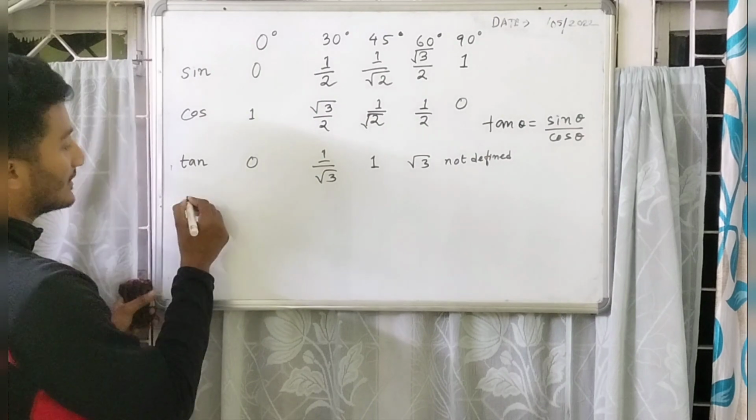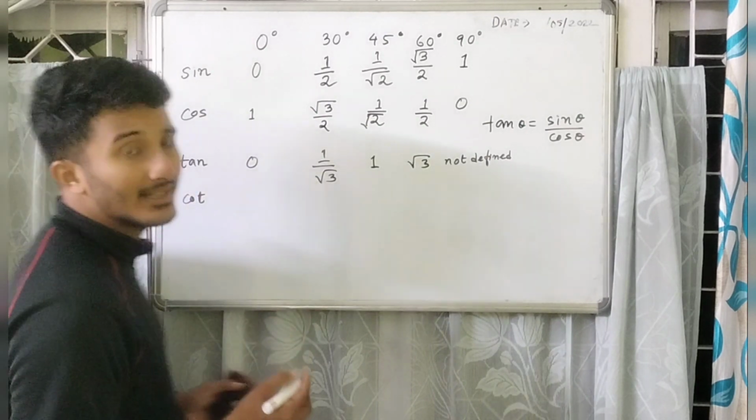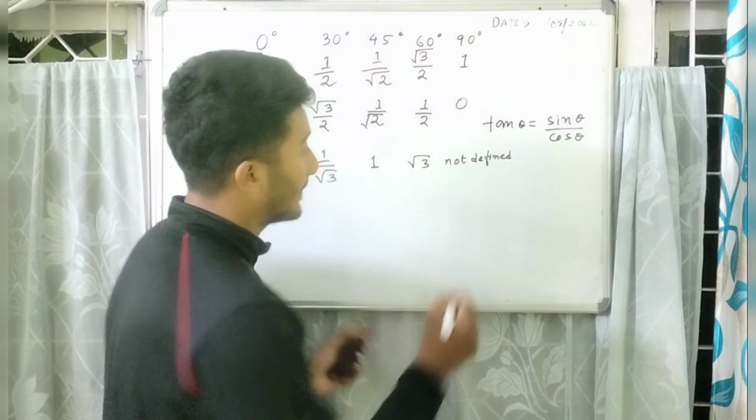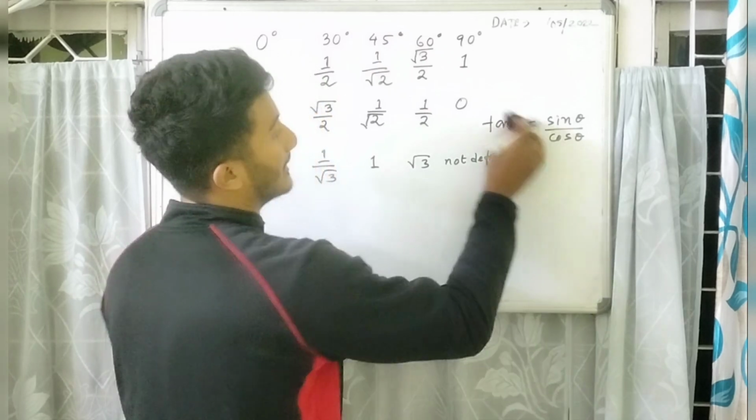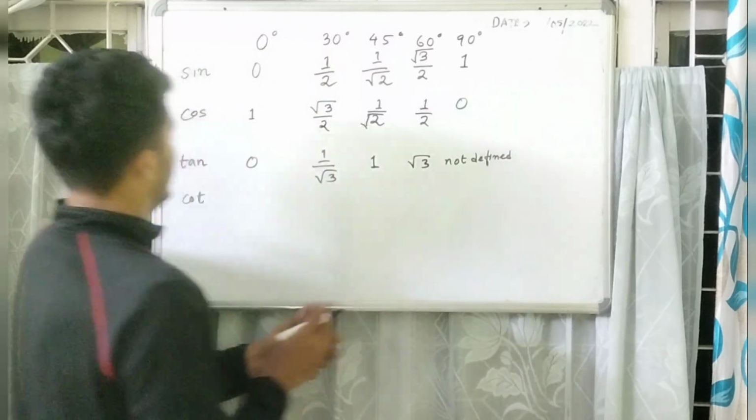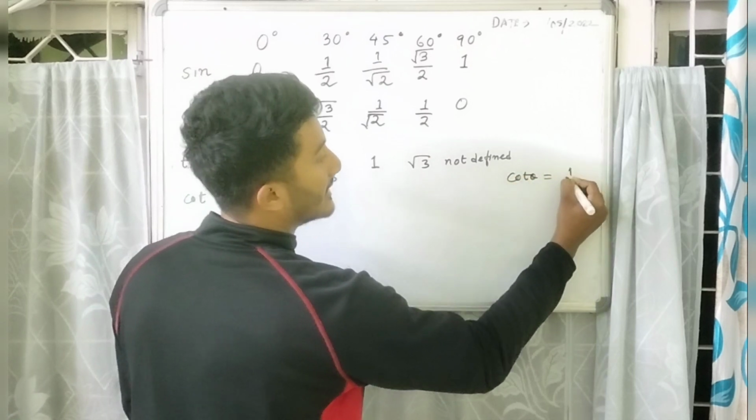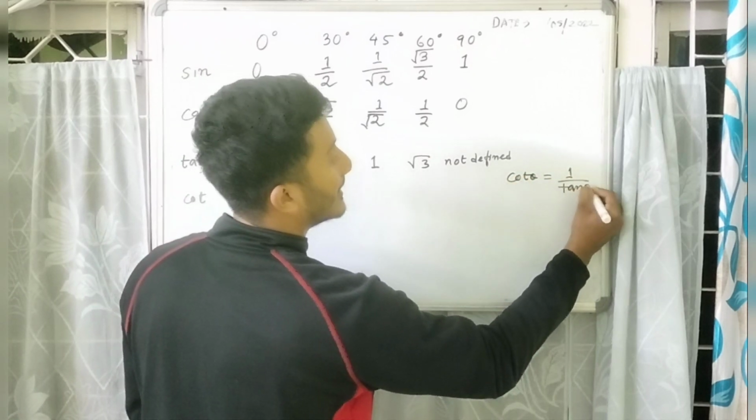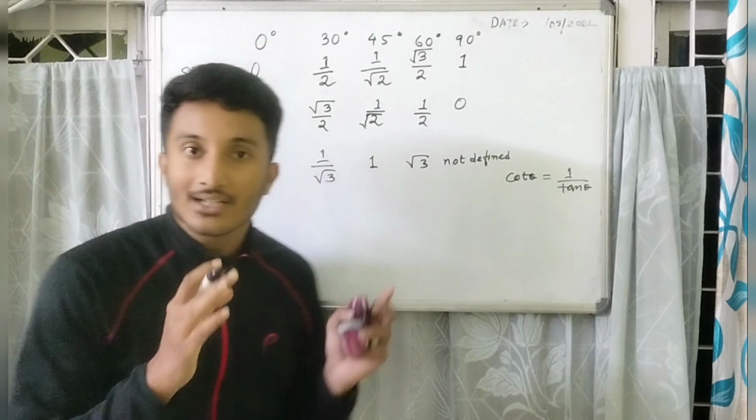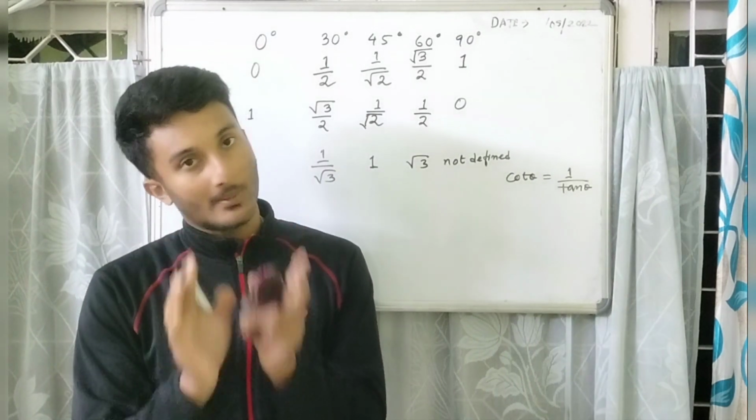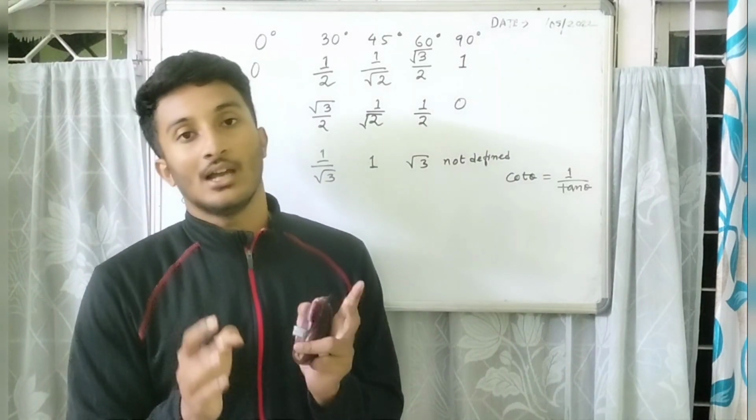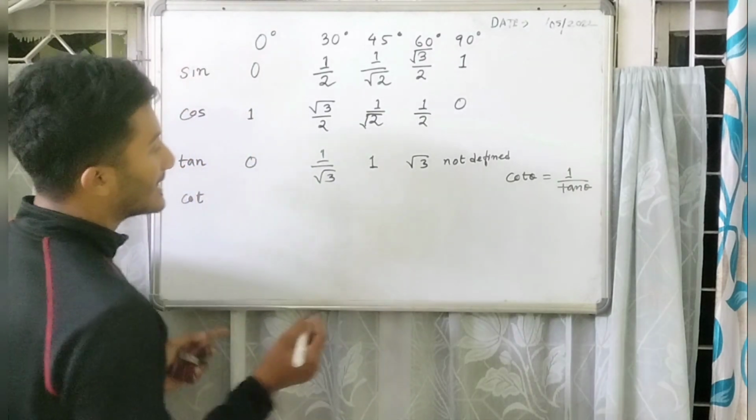Fine. So similarly you can find out cot as well. Cot is very easy to find out. Cot is nothing but the reciprocal of tan. So the identity is very simple. Let me rub this. Okay. So now cot theta is the reciprocal of what? Tan theta. Cot theta is the reciprocal of tan theta. And if you remember it, then it is very easy to find out cot theta.